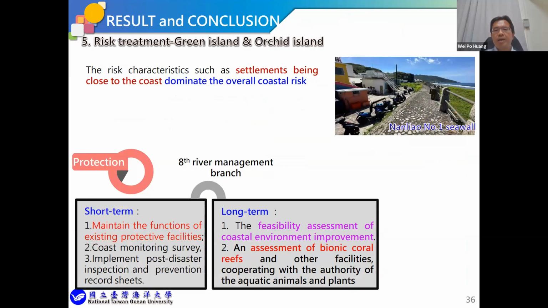The risk treatment can be categorized into 3 strategies, including protection, accommodation, and retreat, based on their respective risk level. As a protection strategy, the Coastal Protection Authorized Entity, the 8th River Management Branch, shall focus on maintaining the functions of existing protective facilities as a short-term task. In the long term, conducting a feasibility assessment of coastal environment improvement is crucial. Additionally, an assessment of bionic coral reefs and other facilities in collaboration with the authority of aquatic animals and plants is necessary.